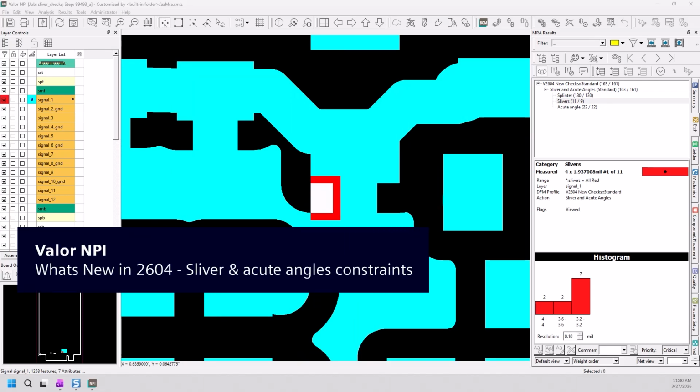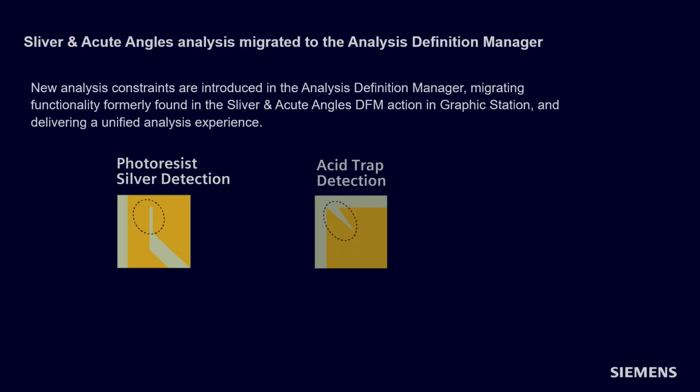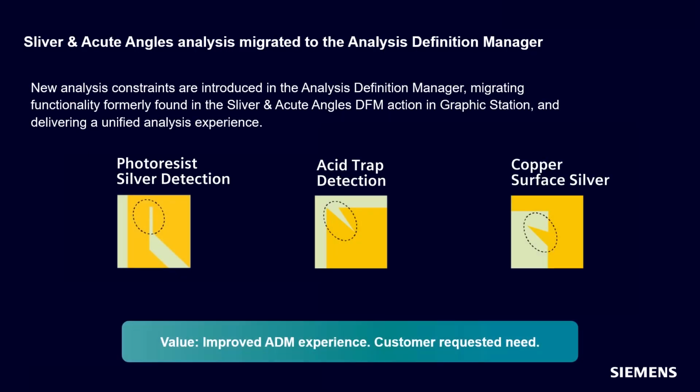The three new ADM analysis checks, photoresist sliver detection, copper surface sliver, and acid trap detection, were migrated from the DFM Actions menu in Graphics Station. The request for these checks came through the Valor Community Ideas site and was voted on by Valor customers. If you would like to suggest improvements or enhancements to the Valor products, take advantage of the Ideas site.